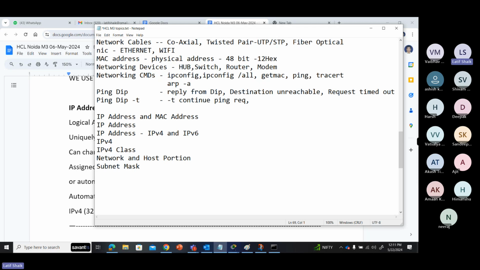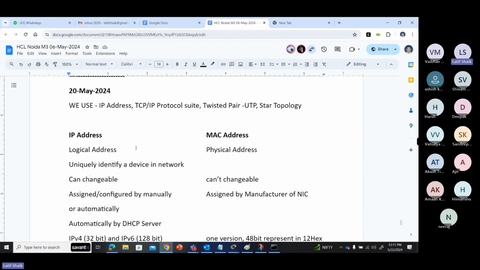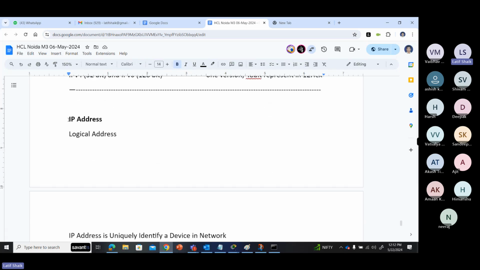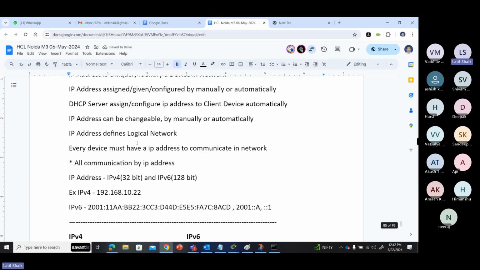We'll see a few more points related to the IP address. Actually, that is what I want to start with. But I just wanted to show you something like ARP kind of stuff, so I went like that. It's not a big deal.